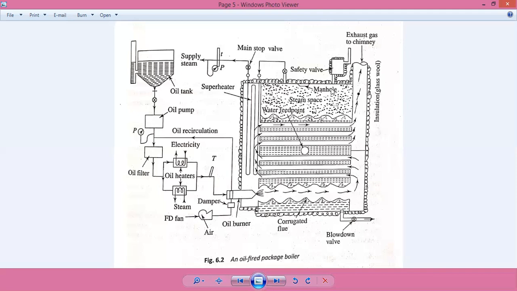If your seal is not okay, this hot gas comes out through the total boiler room, and as well as into the surrounding atmosphere, and it is extremely toxic for human beings there.